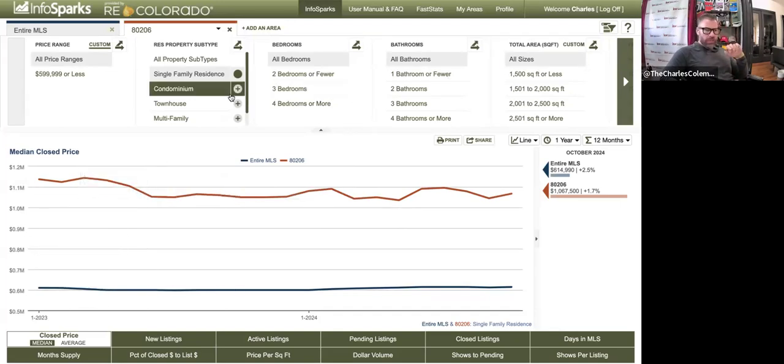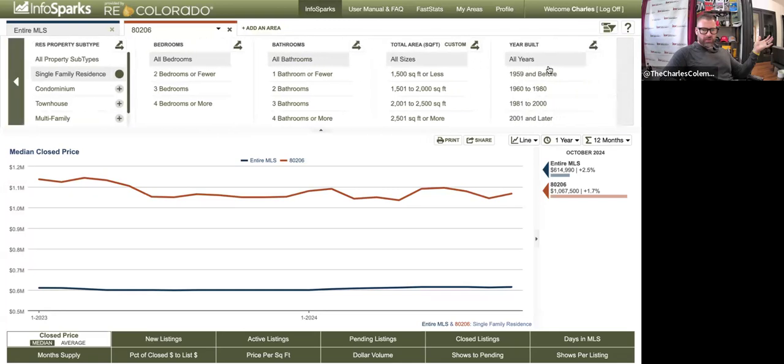Cool. So again, guys, we're going single family residence. You can see that's the only one with a minus on it, so that means none of these others are added. All bedroom count, all bathroom count. We're going all sizes, all years built. Perfect. So on the far right-hand side, this is what we can do.